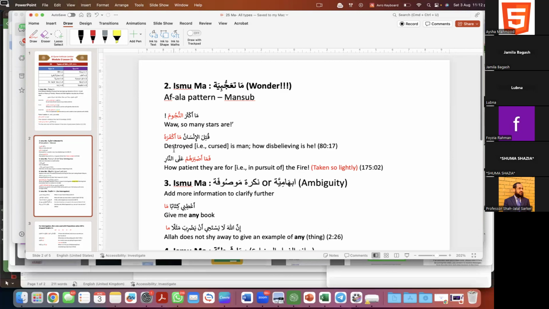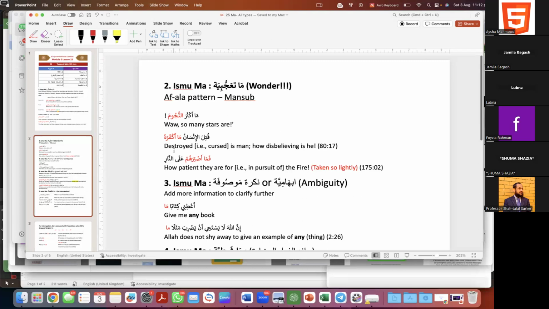So in this case, Ma will come and make it mansub, Ma aksara. To do what function? Look at this. Wow, so many stars are there. Surprise, wonder. Ma function, Ma aksara. When you see aksara mansub after Ma, it will say, oh, I got it. It's a nice one. It's just going to show surprise, wonder.